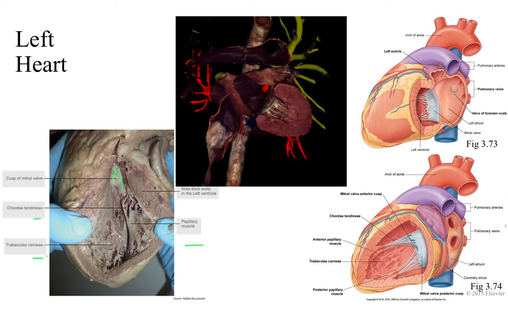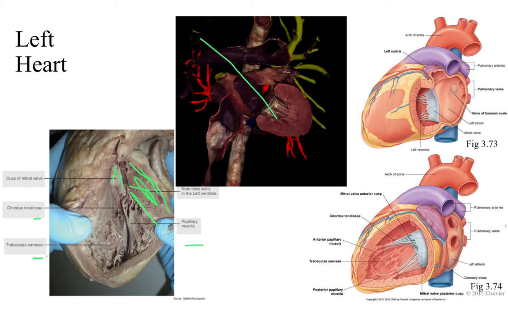All right, the other thing you want to notice in the left ventricle is that the walls of the ventricle are very thick, especially relative to the right ventricle. And the reason for this, of course, is that the left ventricle has to pump blood against a high resistance to the entire body, whereas the right ventricle only has to pump against a relatively small resistance just to the lungs. So you need a lot more muscle power in order to achieve that.